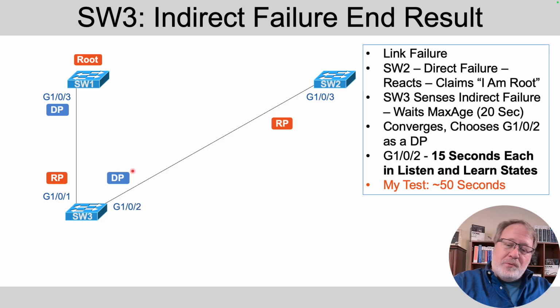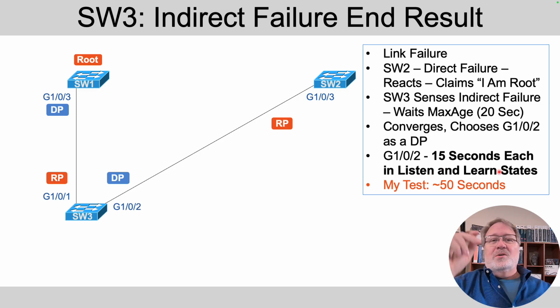Now, the designated port, as soon as switch 3 says, hey, this port is designated, guess what? It doesn't immediately forward. It's got to go through 15 seconds in listening state and 15 seconds in learning state. Whew. So the convergence is a little slower. We had that extra wait of max age time before switch 3 would act. And then once it chooses to be a designated port here, we've got to go through those two interim states before reaching forwarding state.